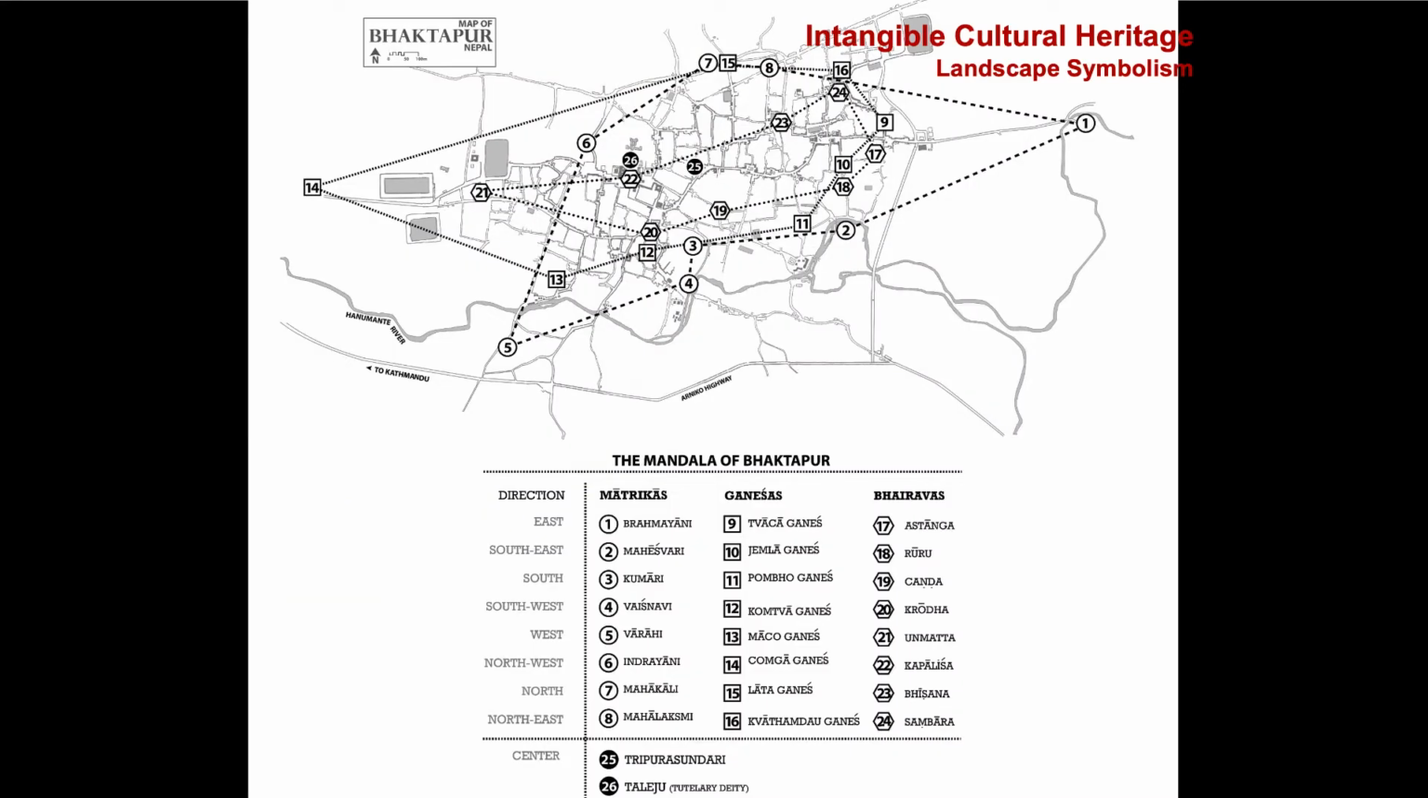Now, another interesting aspect of Bhaktapur is that the town has been understood as a symbolic system, what we call a mandala. The idea is that there are 8 temples dedicated to a certain kind of deities located in the periphery of the town here. And then they are called matrikas or mother goddesses. So there is a temple here located towards the east side, and this is dedicated to this particular deity called Brahmayani, and she is considered a mother goddess.